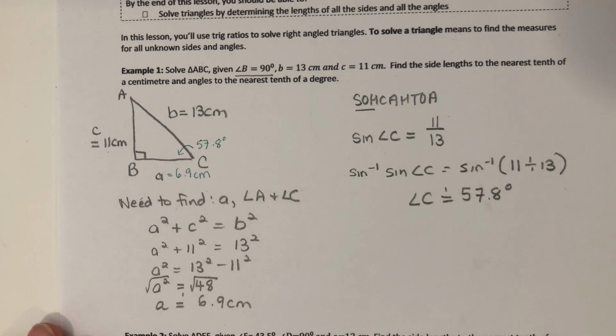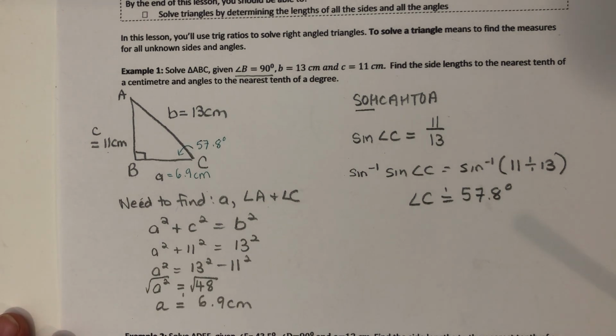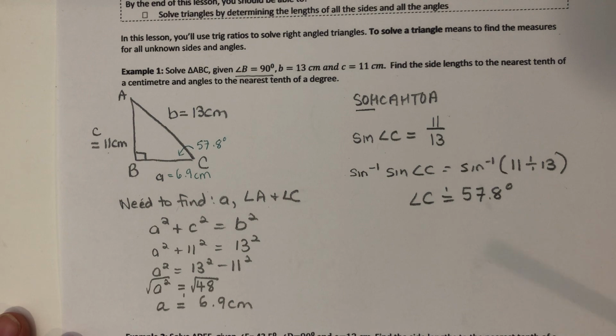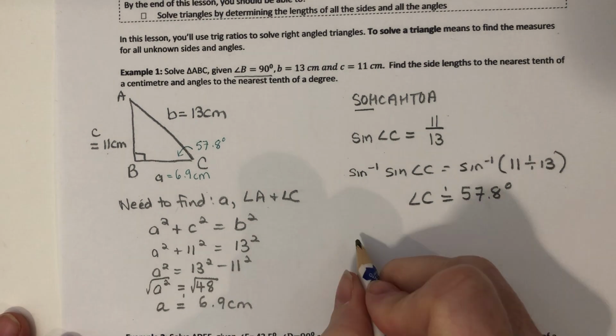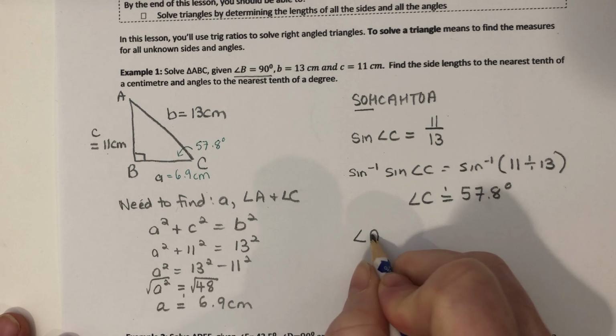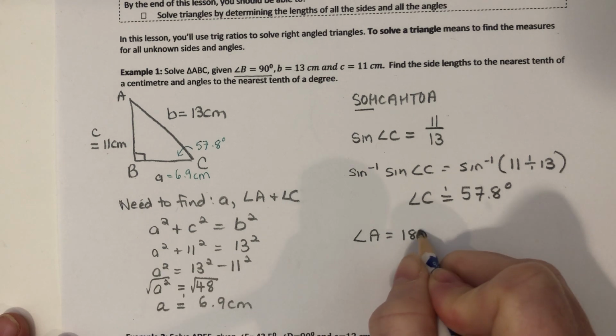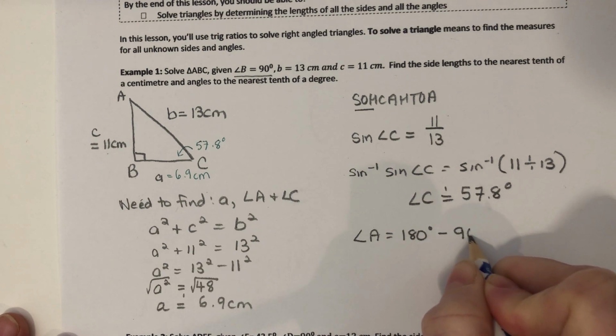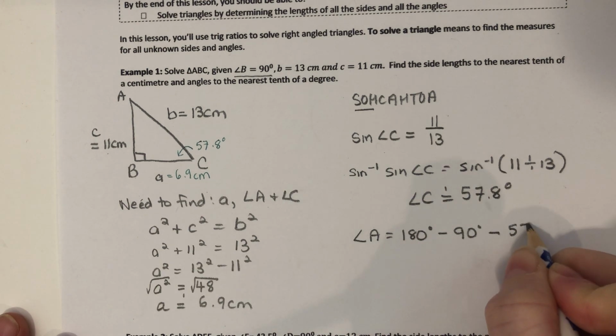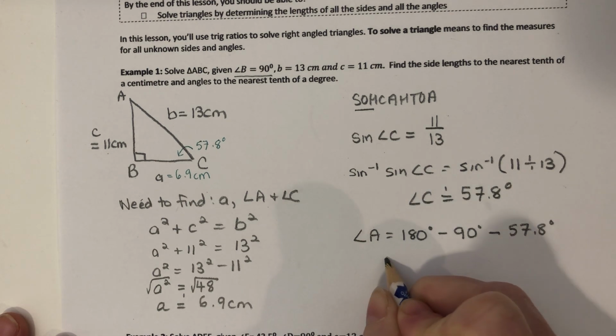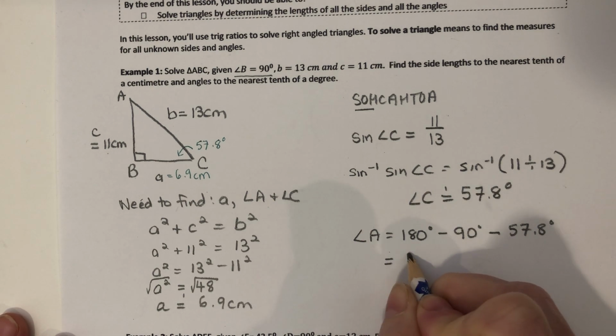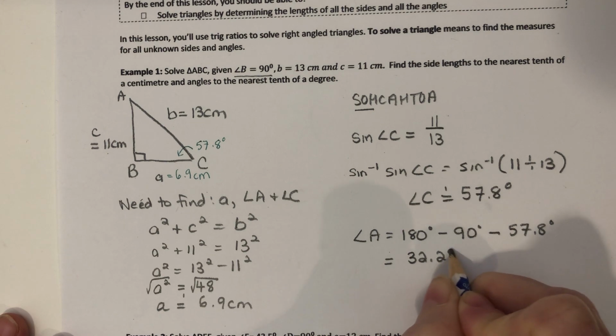Okay, now I need angle A, and notice I now have two of the three angles in a triangle. If you recall from previous grades, the sum of the angles of a triangle always adds up to 180. So we know that angle A is going to equal 180 minus 90 minus 57.8 degrees, which is about 32.2 degrees.